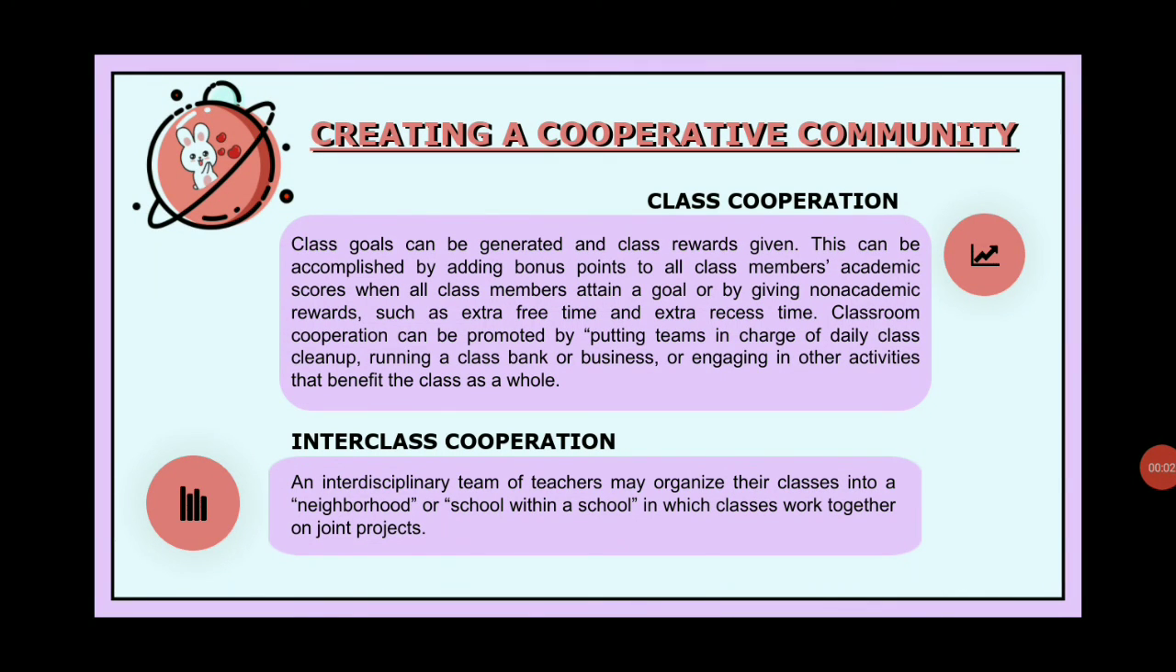Next, we have the 5 ways of creating a cooperative community. First is class cooperation. This is done by the class members, and they are rewarded with class-related rewards like adding bonus points to their academic scores or by non-academic prizes like giving free time and extra time for recess. The class activities that they will be doing are activities that can benefit the class as a whole.